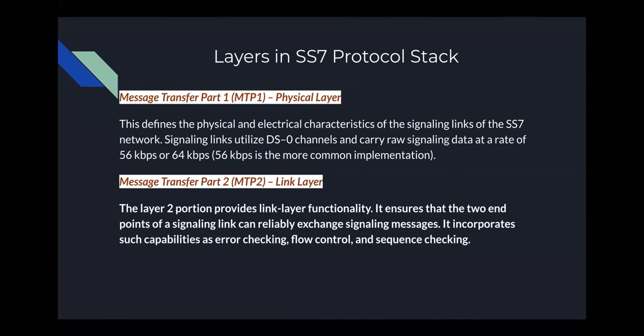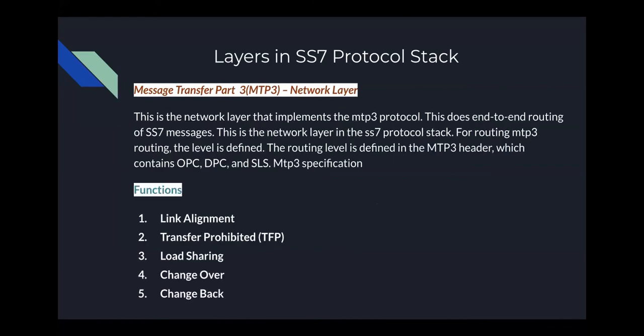Then we have the data link layer. The data link layer chooses which link to use. Then we have the network layer, which is used for addressing. We have the transport layer, which breaks down the message into segments and sends it over.